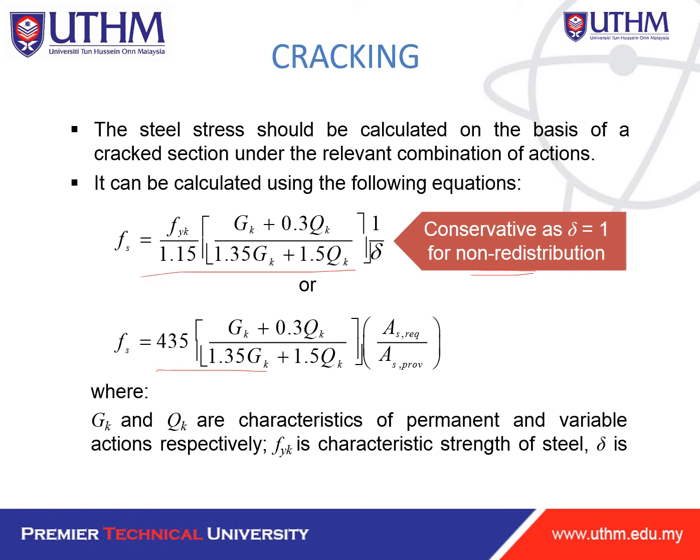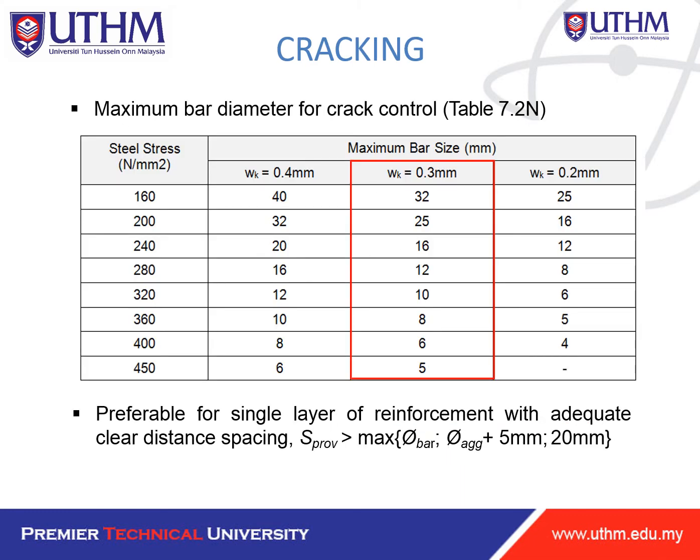So Gk and Qk are the characteristic permanent and variable actions respectively, and fyk is the characteristic strength of steel. Okay. So the maximum bar diameter for crack control is according to 7.2N. When the steel stress is this value, what is the maximum bar size? Okay, the wk equal to 0.3 mm, so we can check this.